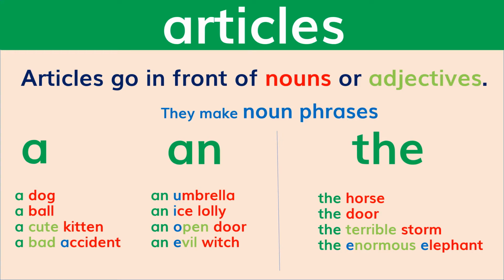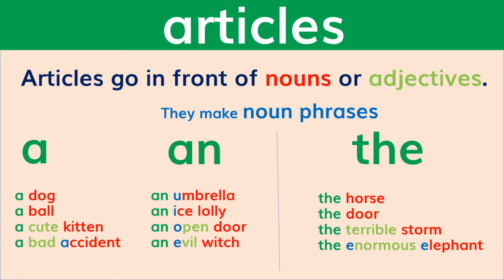Articles. Articles, like other determiners, go in the front of nouns or adjectives to make noun phrases. Here are the articles again. A dog, a ball, a cute kitten, a bad accident. An umbrella, an ice lolly, an open door, an evil witch. The horse, the door, the terrible storm, the enormous elephant. Let's have a look at these in a bit more detail.